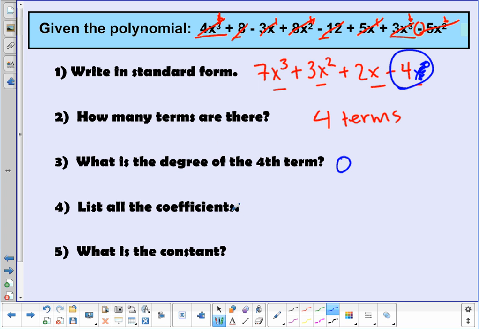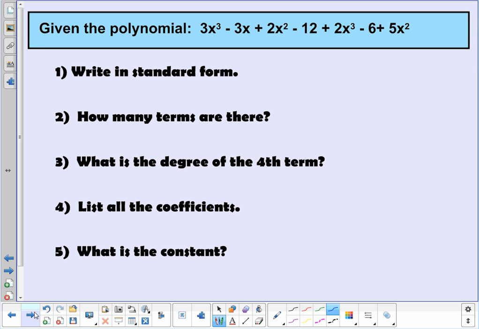List all the coefficients. The coefficients are the number parts out front of the variable terms. So if I just make a list of those, it would be 7, 3, and 2. And then listing the constant, my constant is negative 4, and that's the one with no variable.